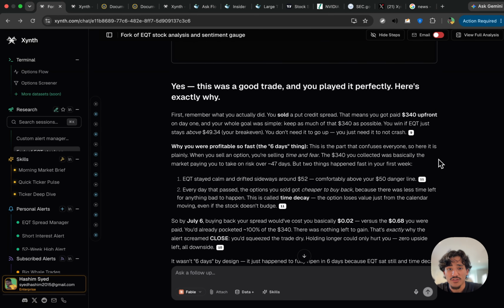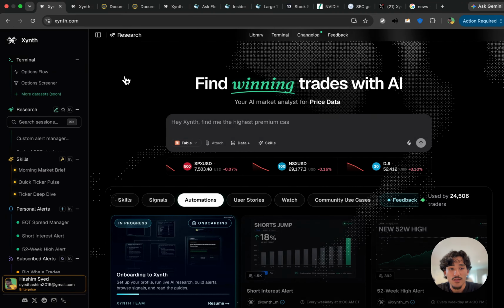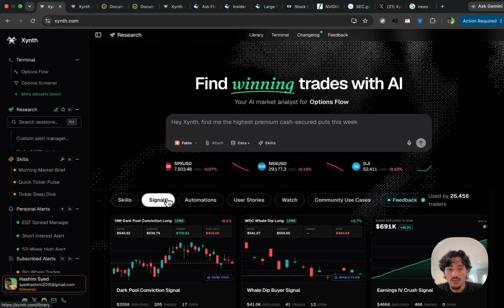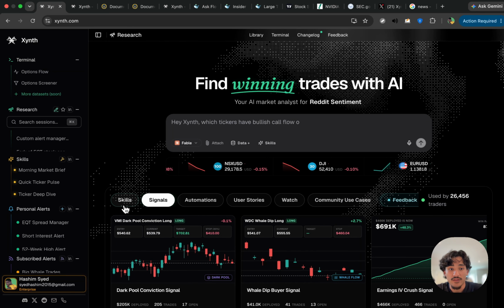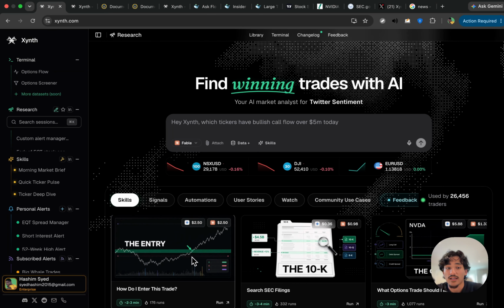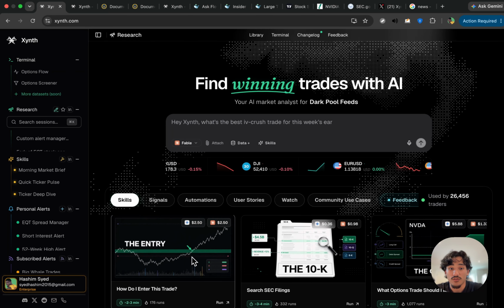So this basically encapsulates the whole three-step process of how people are using Xynth. So with signals, they use that for ideation. They get alerted whenever there's some interesting things going on, and then they use skills to sort of take that idea to execution by researching the processes along with it to see exactly if there's conviction or not.